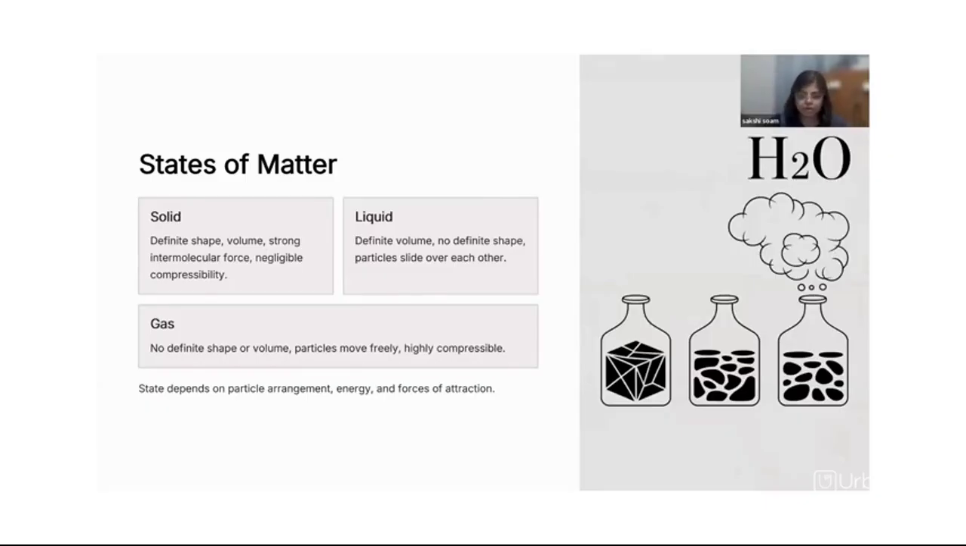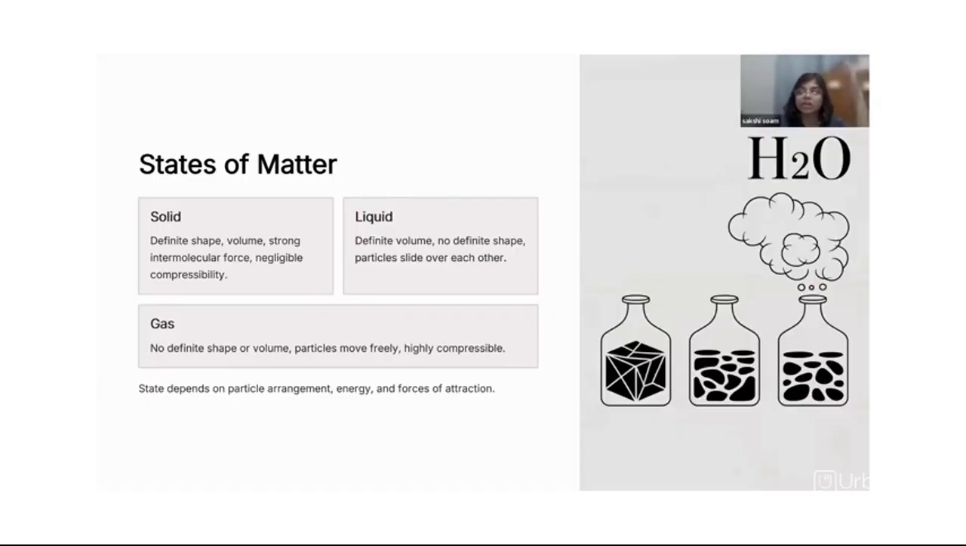We know that solids have a definite shape. Let us consider a stone. A stone has a definite shape and a fixed volume. It has strong intermolecular forces, and you cannot compress a stone. That is the property of a solid.